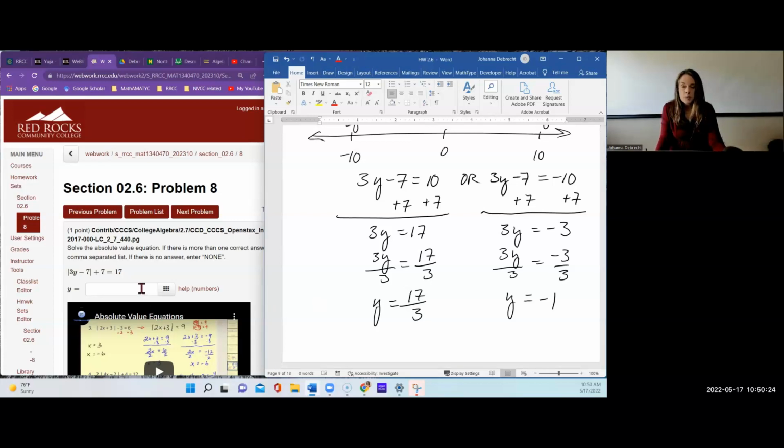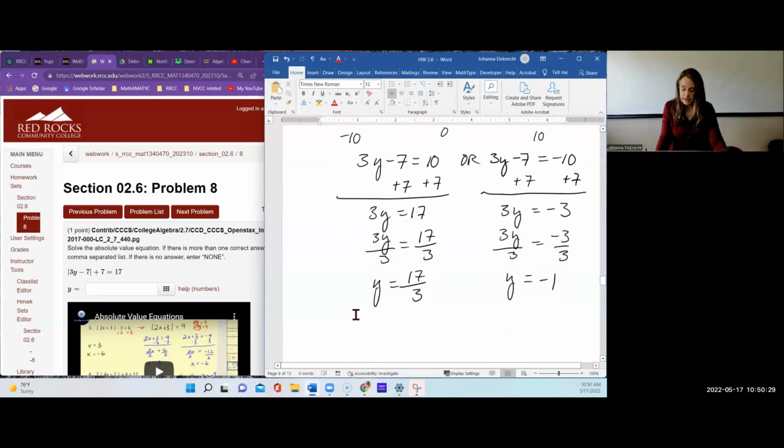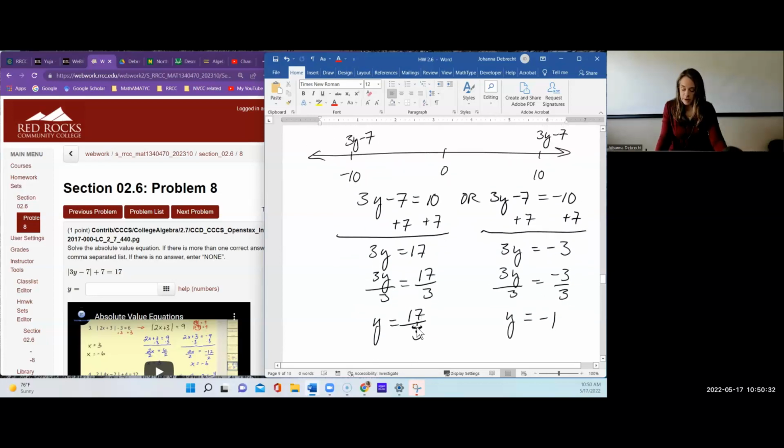Those are our two possible places for y to sit to make 3y minus 7 be at 10 or negative 10. Let's check it and see. If I replace the y with 17 thirds, 3 times 17 thirds, the 3's cancel and I get 17. 17 minus 7 is 10, so it'd really be sitting here. If I replace y with negative 1, 3 times negative 1 is negative 3, and negative 3 minus 7 is negative 10, so it's sitting here. In other words, if y is 17/3 or negative 1, 3y minus 7 will be at 10 or negative 10.